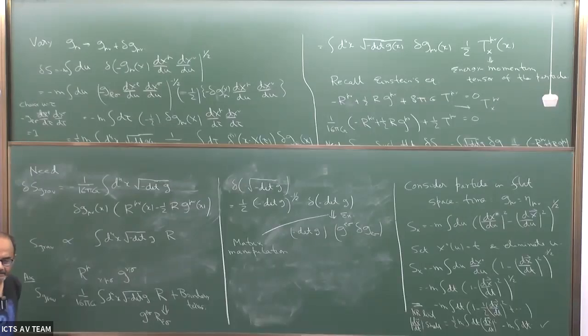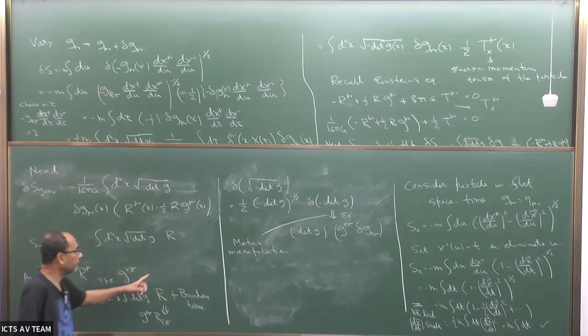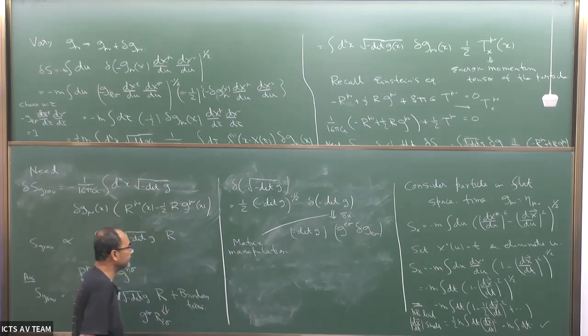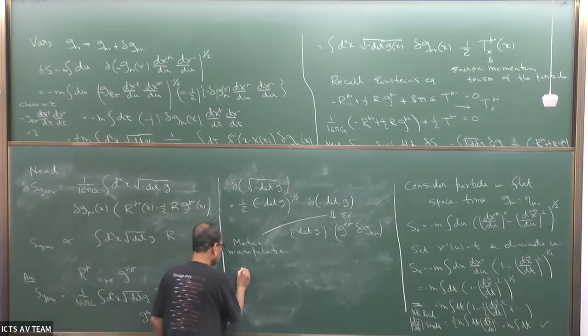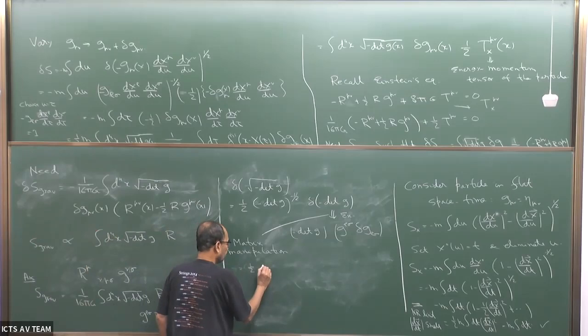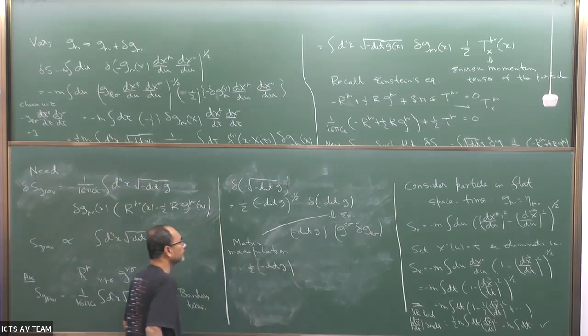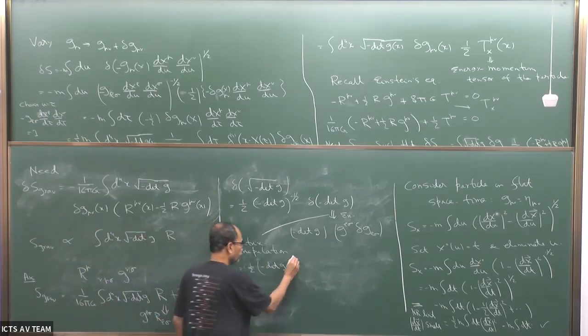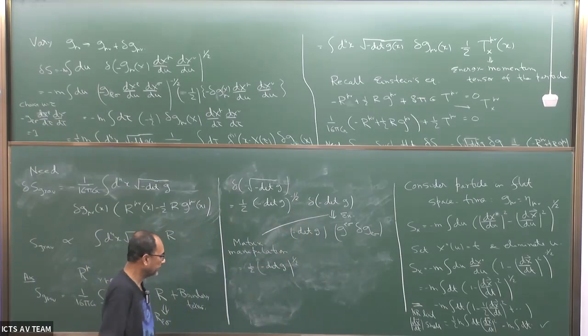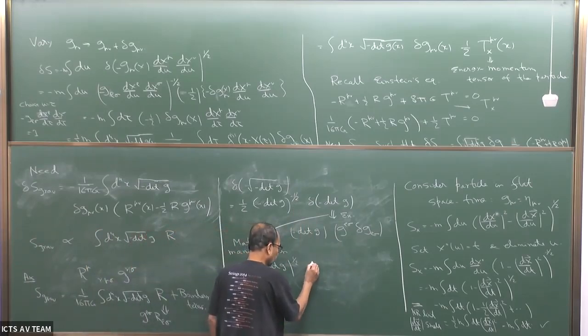Is this clear? So then this term, we see that this net term is half minus determinant g to the half, because it's minus half and minus determinant g combined into minus determinant g to the half times g rho sigma delta g rho sigma.